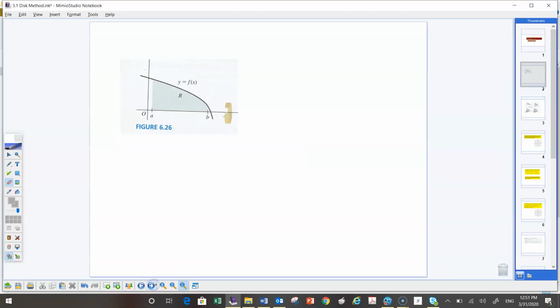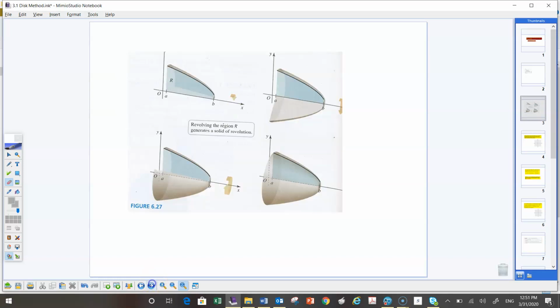So let's say that we have a function y equals f of x, and it's bound by the vertical lines x equals a and x equals b. And we want to take this region R, you can see it's shaded in the diagram, and rotate it around the x-axis, building a three-dimensional solid object. If we rotate it, you'll see the different progressions as it rotates around the x-axis, and we end up getting a solid cone at the end that is a three-dimensional object, okay? And our goal is going to be to find the volume of this three-dimensional object.